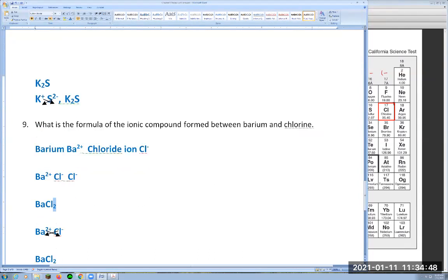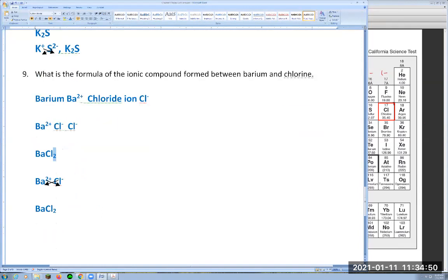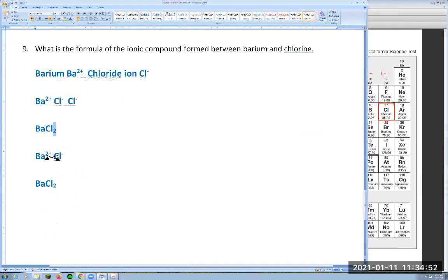And if you use the crisscross trick, you can see that as well. Let me show that here. From the barium, you take the 2 of the 2 plus and it becomes a subscript for chlorine. And then the 1 from the negative charge of chlorine becomes a subscript for barium. And you also get BaCl2.